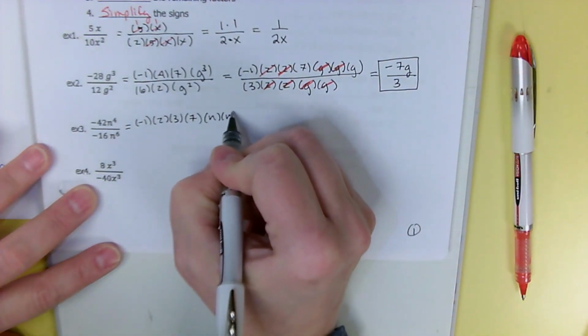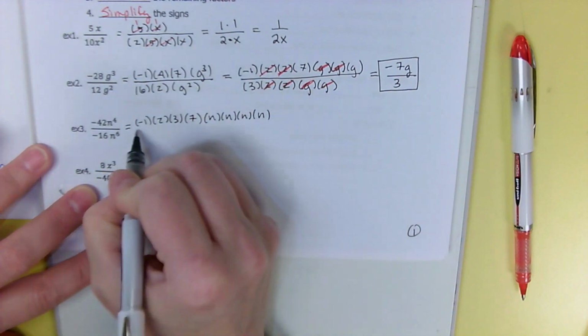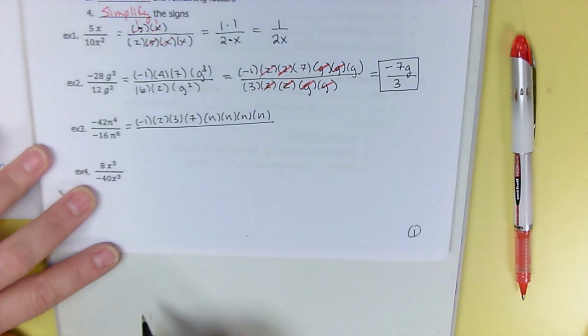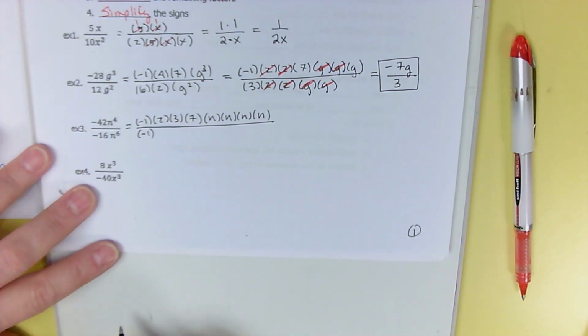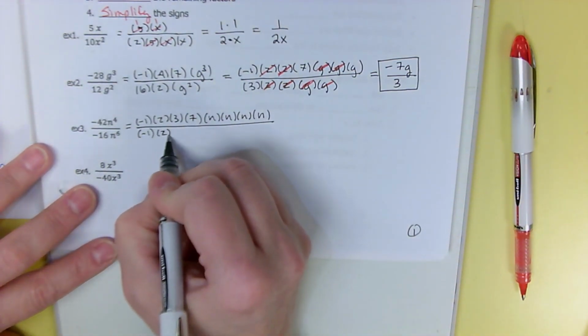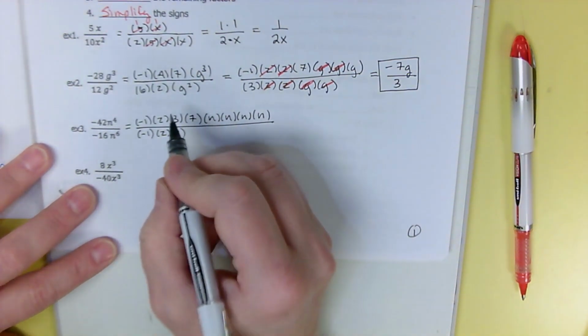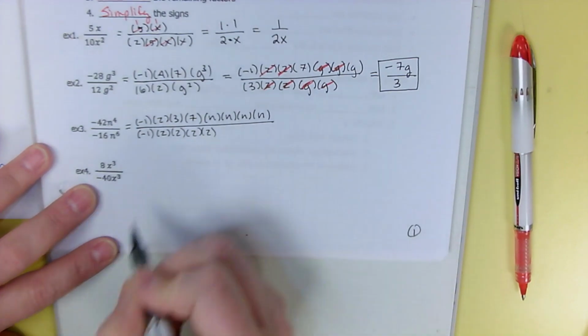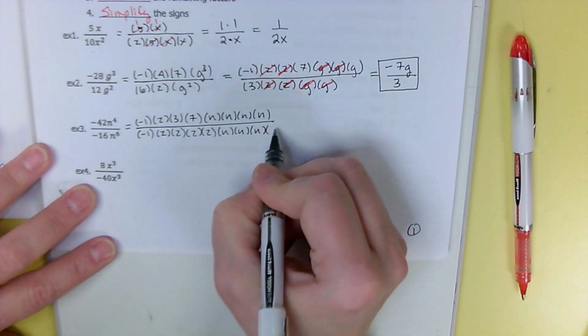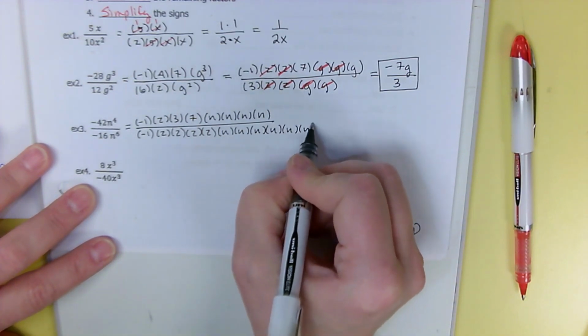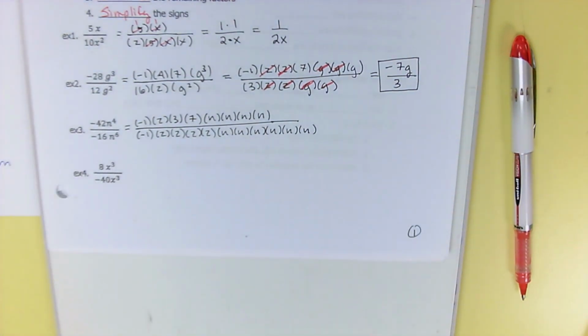And then I have 4 n's, 1, 2, 3, 4, over -16, which is a -1. 16 is 4 times 4. So the first 4 is 2, 2. The second 4 is 2, 2. And I have 6 n's. 1, 2, 3, 4, 5, 6. 6 n's.